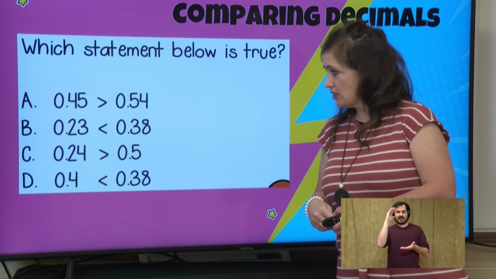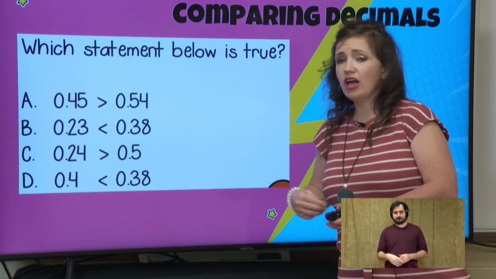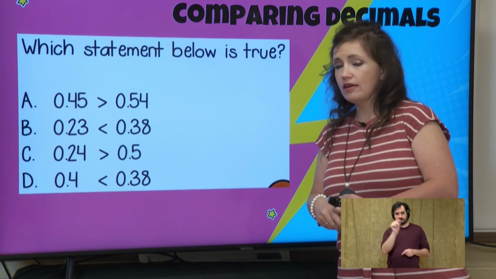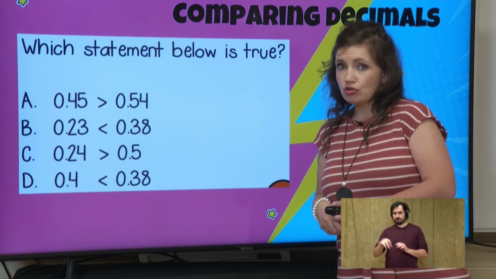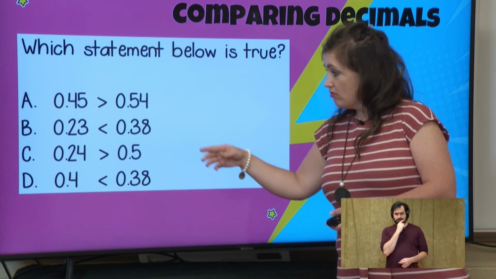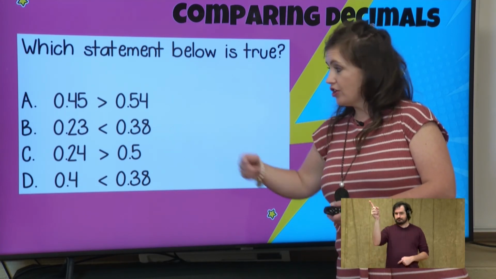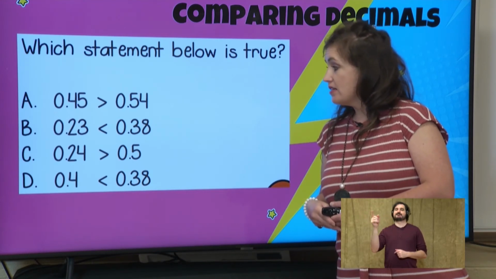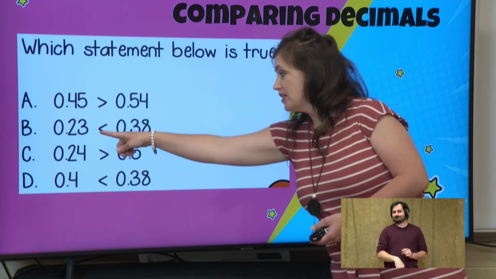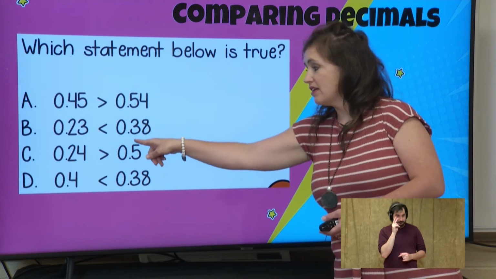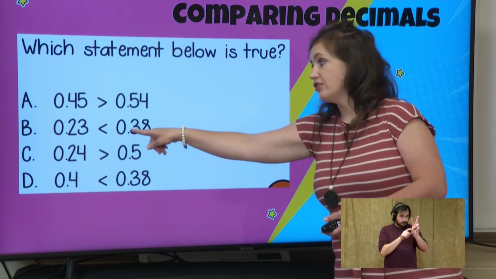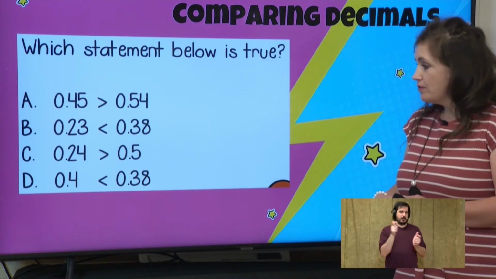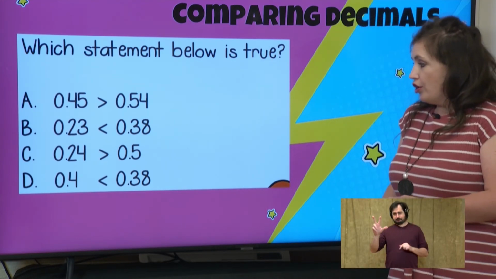Is 45 cents greater than 54 cents? No, 45 cents is less than, right? So let's look at our next one. 23 hundredths is less than 38 hundredths. Well, is 23 cents less than 38 cents? Yep. And if I look at my tenths place, I see a 2 in the tenths and a 3 in the tenths place. I know that 2 is less than 3, so I know that decimal is going to be less than.